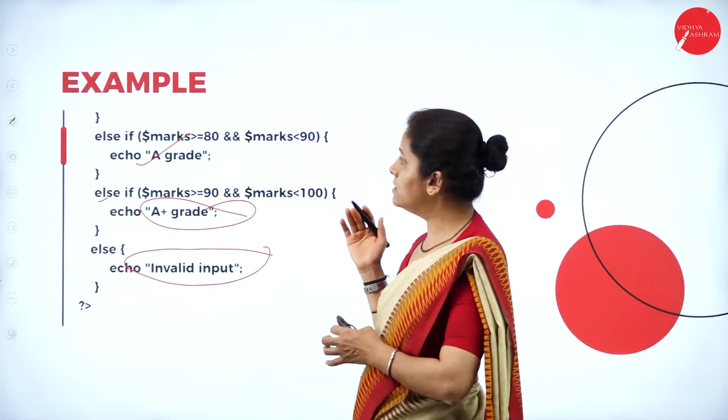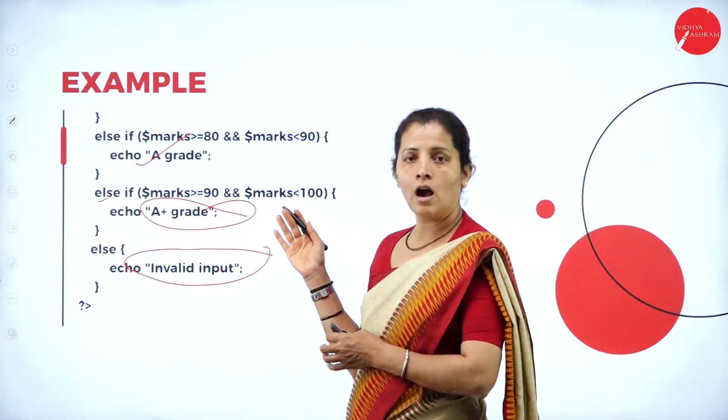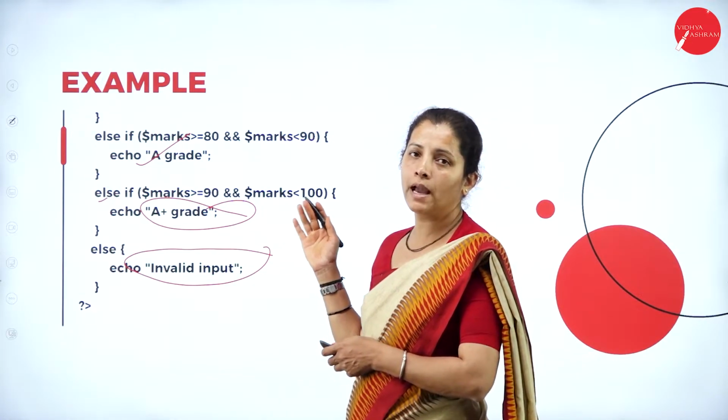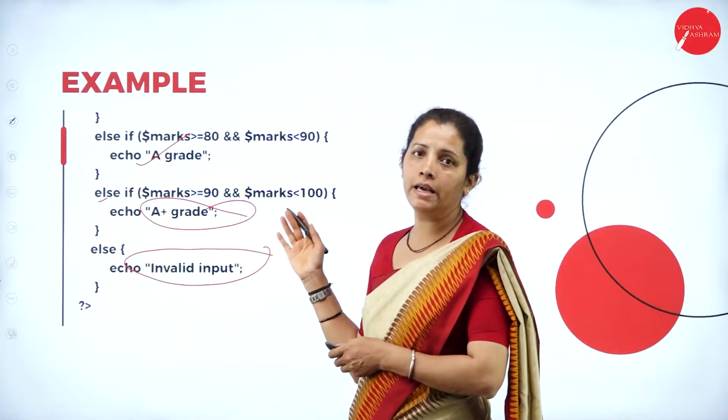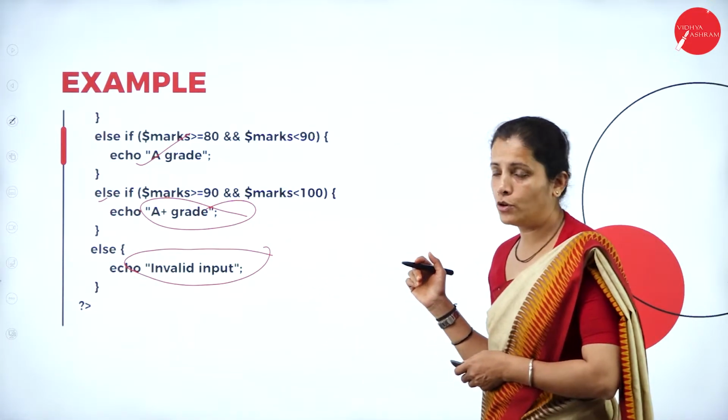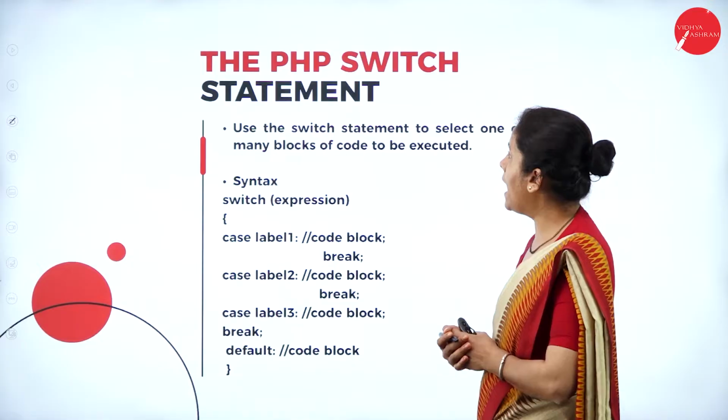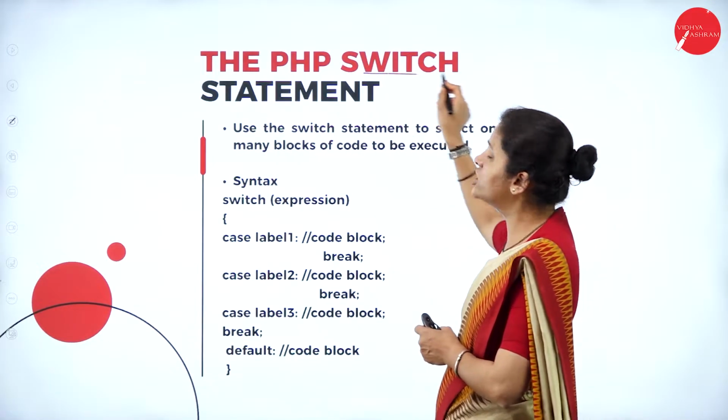So if I consider this program, what is my output? What is my output here? That is nothing but the B grade. Okay, fine. Now I have the switch statement.